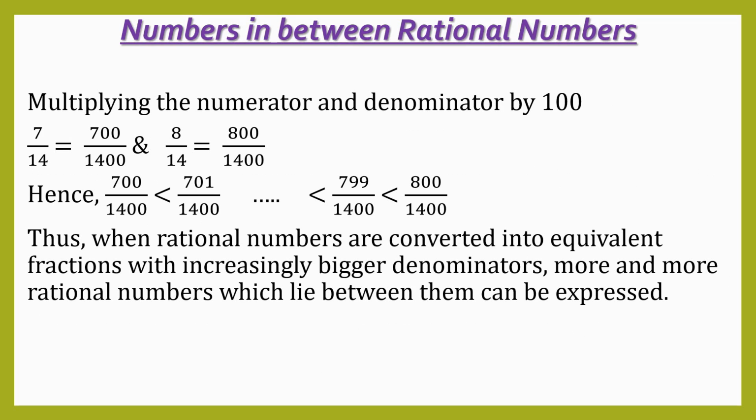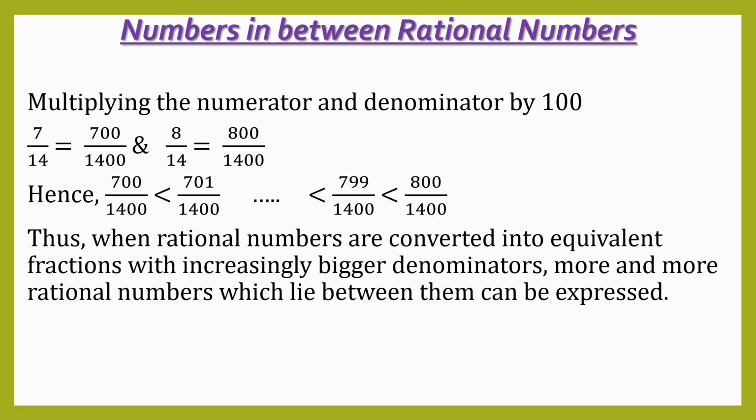Now let us multiply the numerator and denominator by 100. When you multiply the numerator and denominator both of 7 upon 14 by 100, you get the answer 700 upon 1400. And when you multiply the numerator and denominator both of 8 upon 14 by 100, you get the answer 800 upon 1400. Now, when you find the numbers between 700 upon 1400 and 800 upon 1400, there are many numbers which lie between these two numbers.